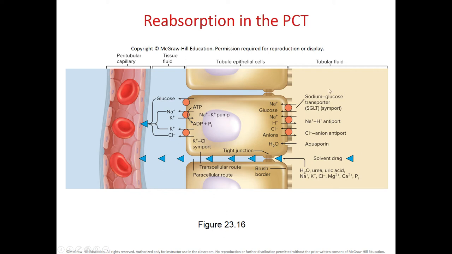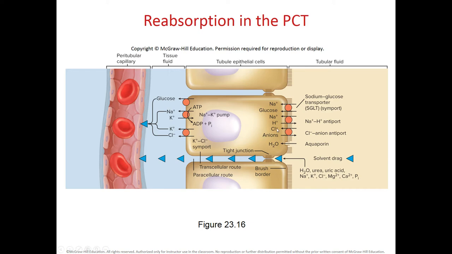Here we have this magnification of the area where you have the tubular fluid. This will be the apical region of the cells. These will be the cells of the PCT, the simple cuboidal cells with microvilli, which will be represented by these little brown lines, also known as brush border. And this will be the basal side. And here we have the peritubular capillaries that surround this PCT.